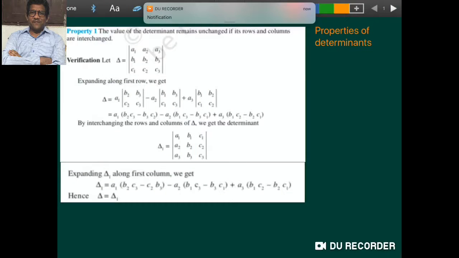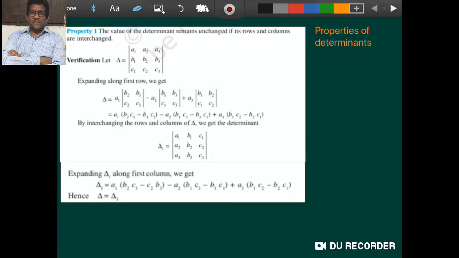Now we are going to discuss some properties of determinants. There are a total of 6 properties. Property 1: the value of a determinant remains unchanged if its rows and columns are interchanged. To verify this property, we take an example.